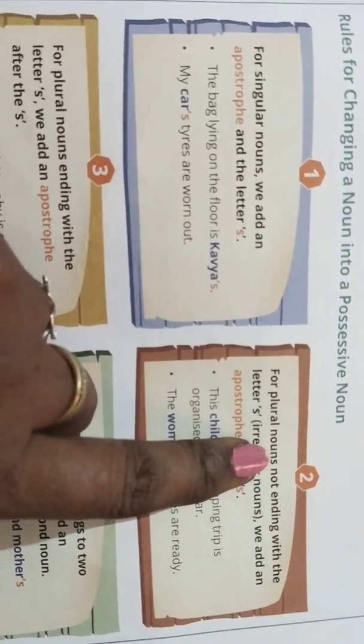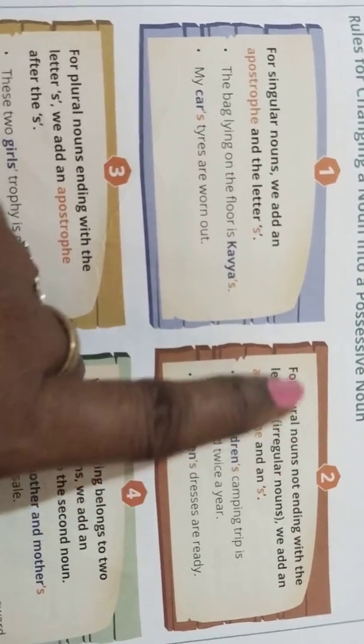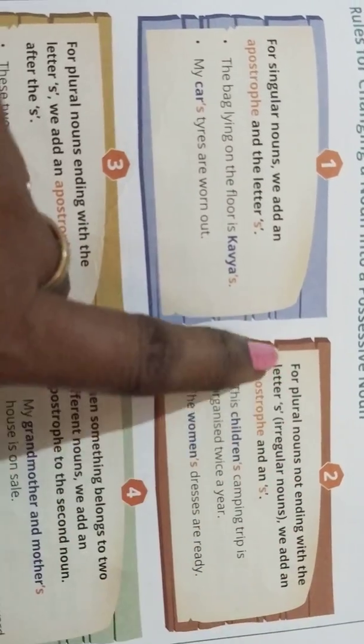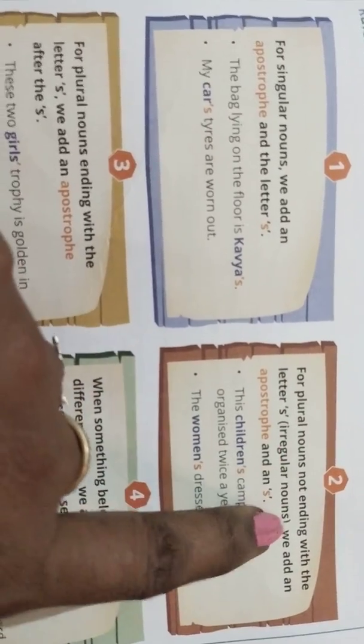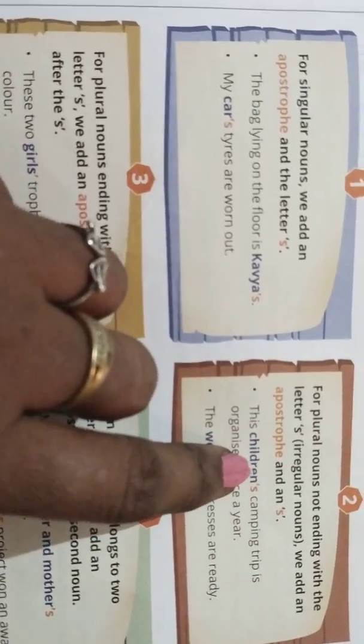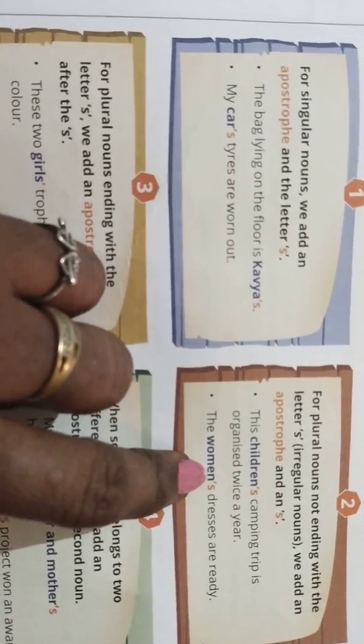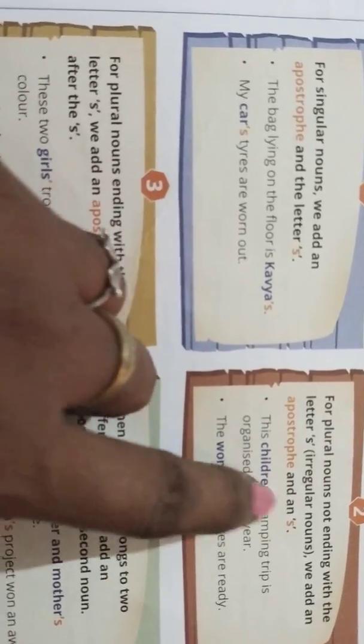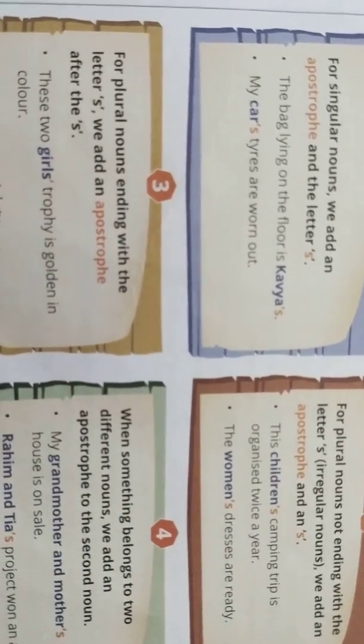And in rule number 2, for plural nouns not ending with the letter s, irregular nouns, we add an apostrophe and an s to it. For example, children is plural, women is plural. So we'll just add apostrophe and s to it and complete the sentence here. And the third rule is for plural nouns ending with the letter s. If the plural noun ends with s, we'll just add an apostrophe after the s alone.